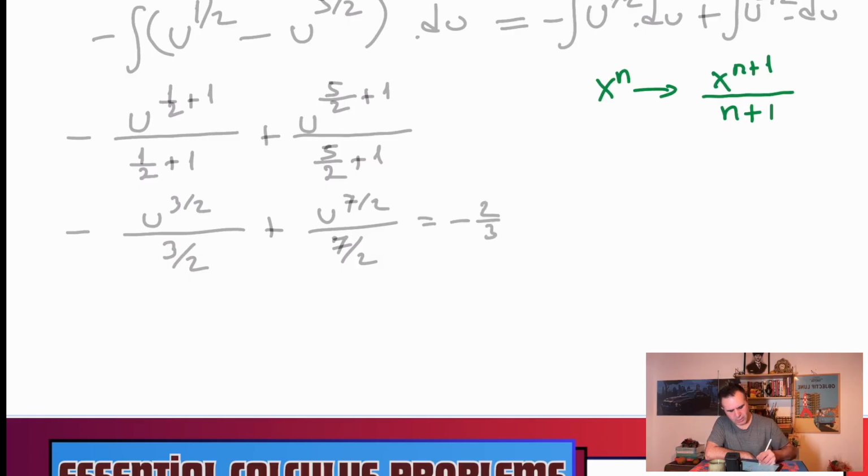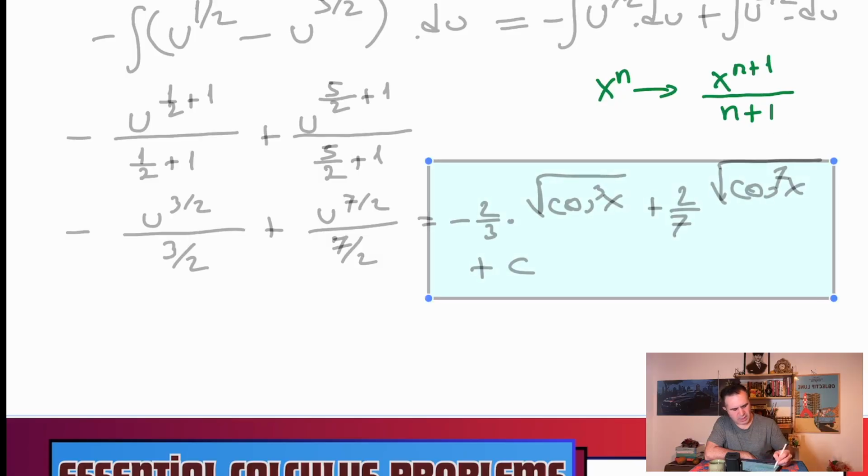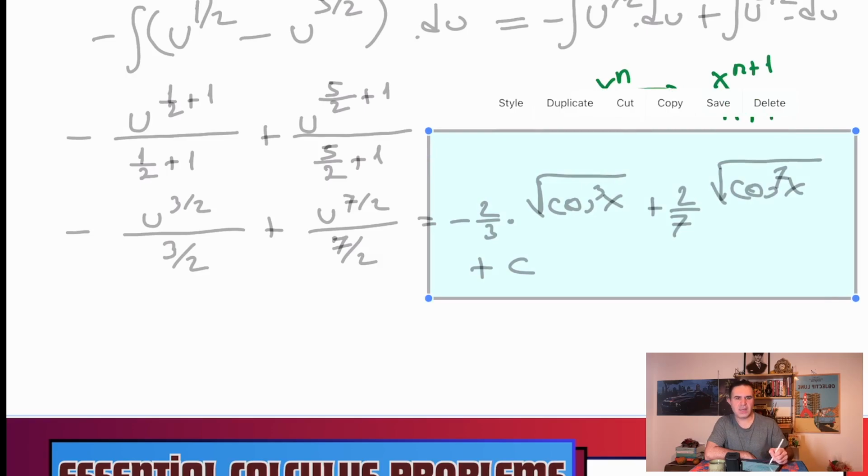Then minus 2 over 3 times square root of u cube. U is cosine x, so cosine cube x, and plus 2 over 7 times square root of u to the power of 7, cosine to the power of 7 of x, and we add a constant c because the integral was an indefinite integral, and the answer is this.